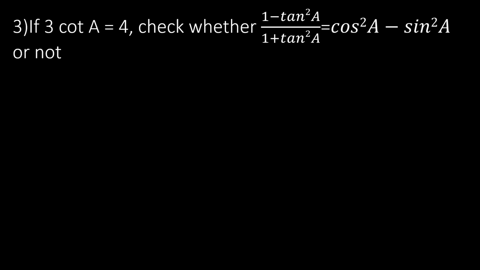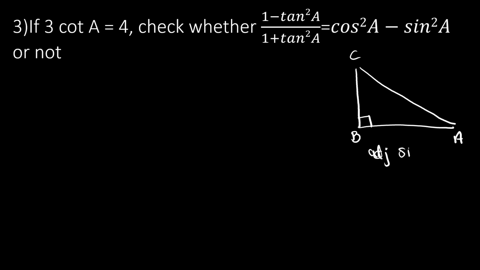If 3 cot A equal to 4, check whether 1 minus tan square A divided by 1 plus tan square A equal to cos square A minus sin square A or not. First we'll draw a right triangle ABC. This is right angle at B. Now this is the adjacent side. This side is the opposite side, that is BC, and AC is the hypotenuse.